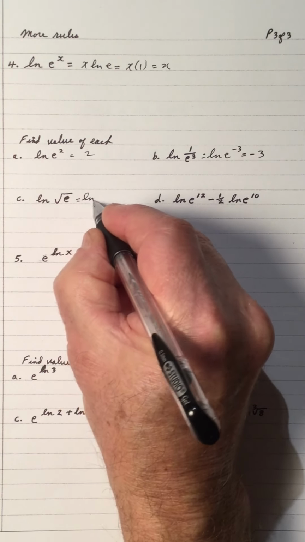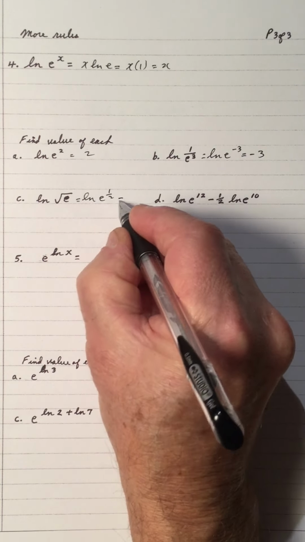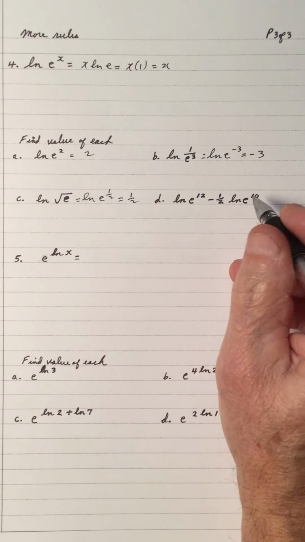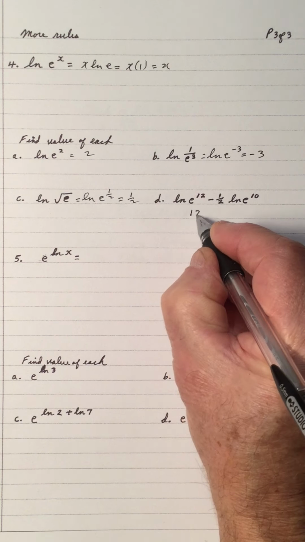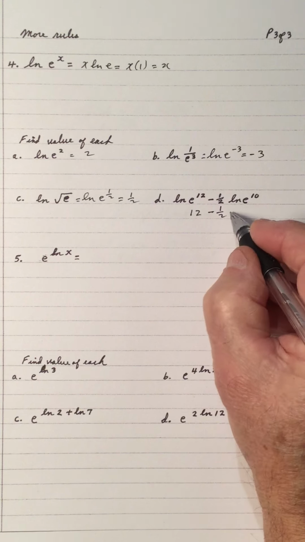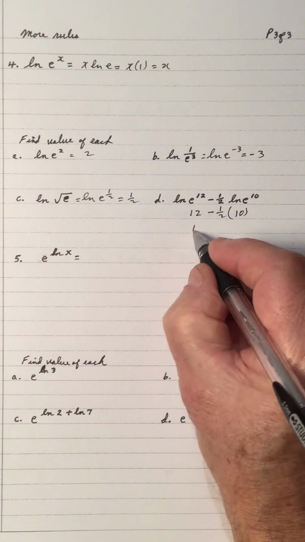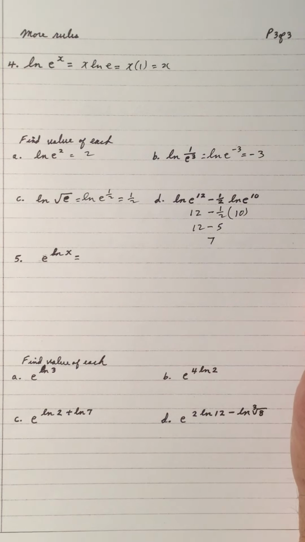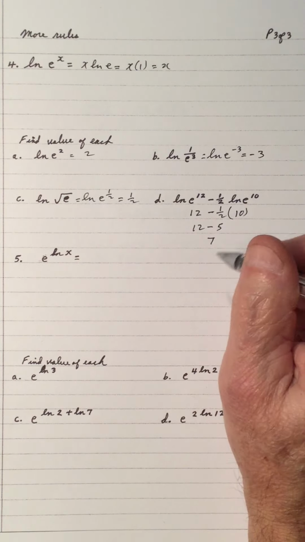And the square root of e is e to the 1/2. So the ln of e to the 1/2 is 1/2. Now we have the ln of e to the 12, so that's a 12, minus 1/2 times the ln of e to the 10, so that's a 10. So 12, subtract 5, we get a 7. So again, we're using a rule. The ln of e to a power is that power.